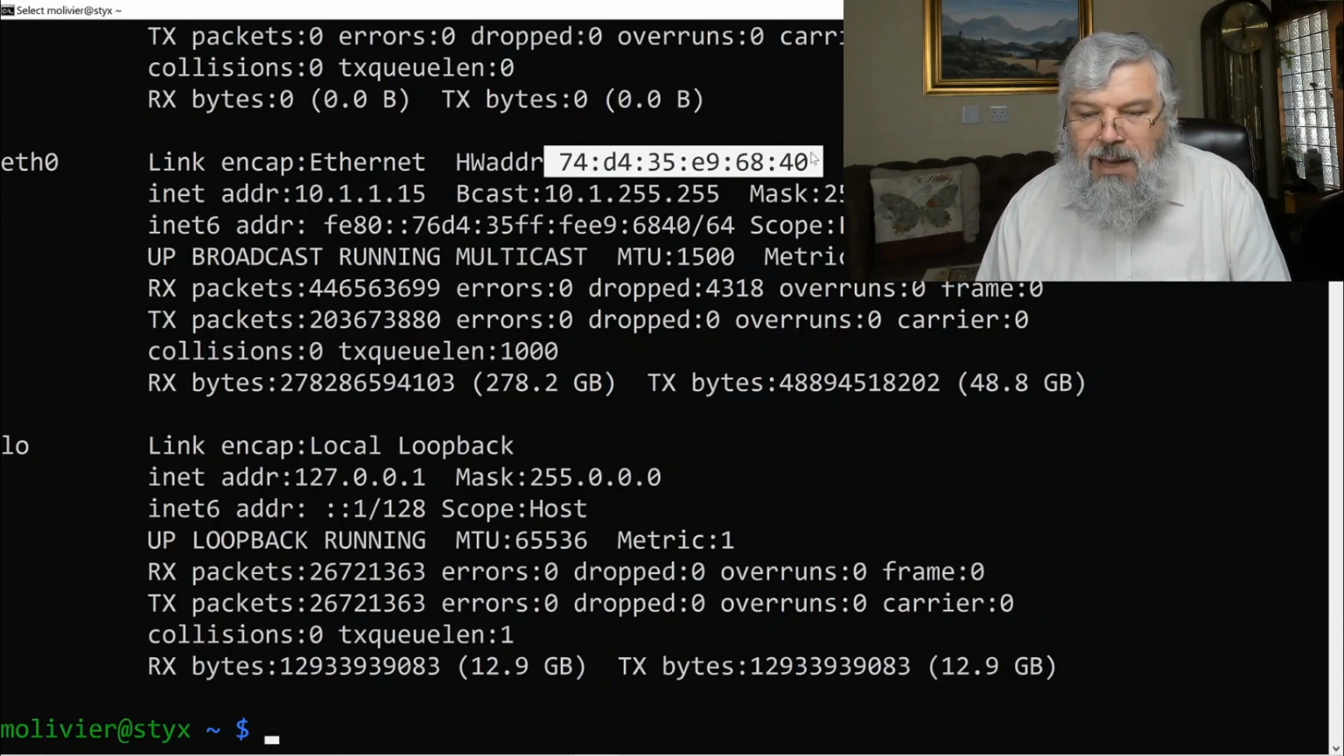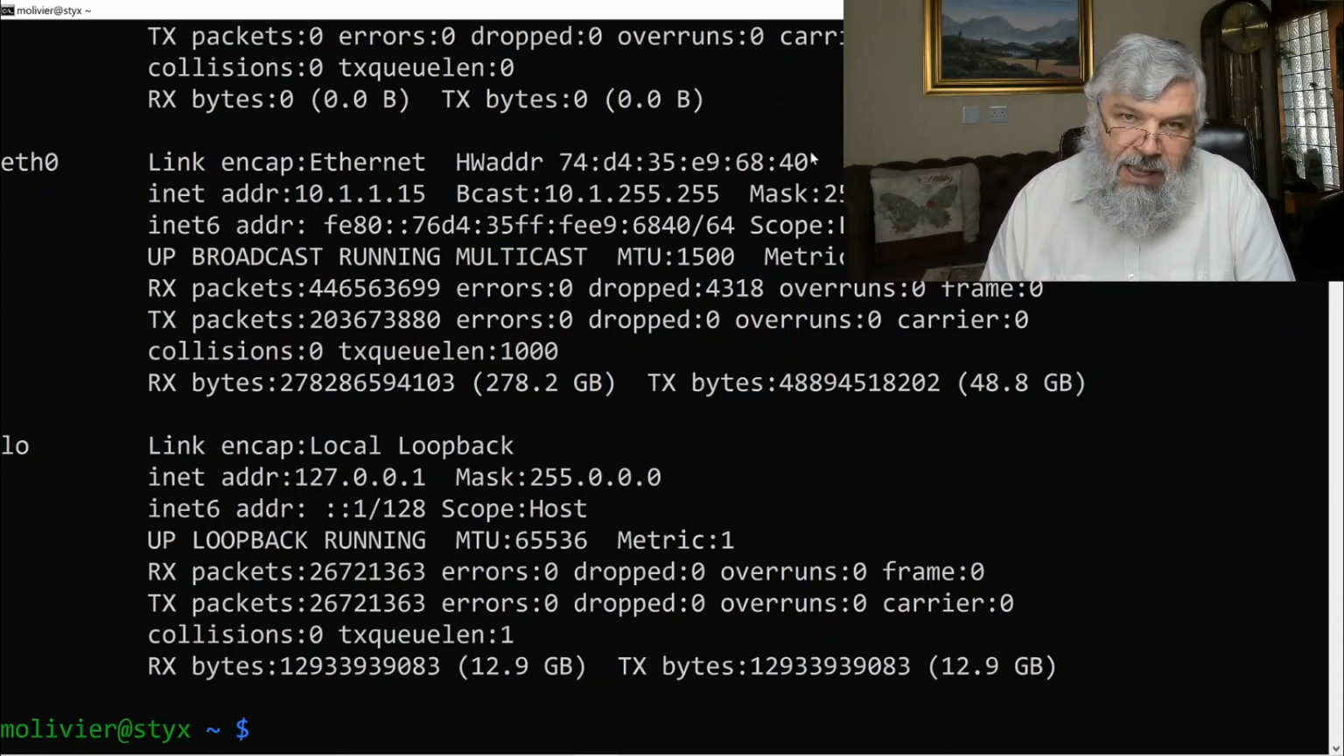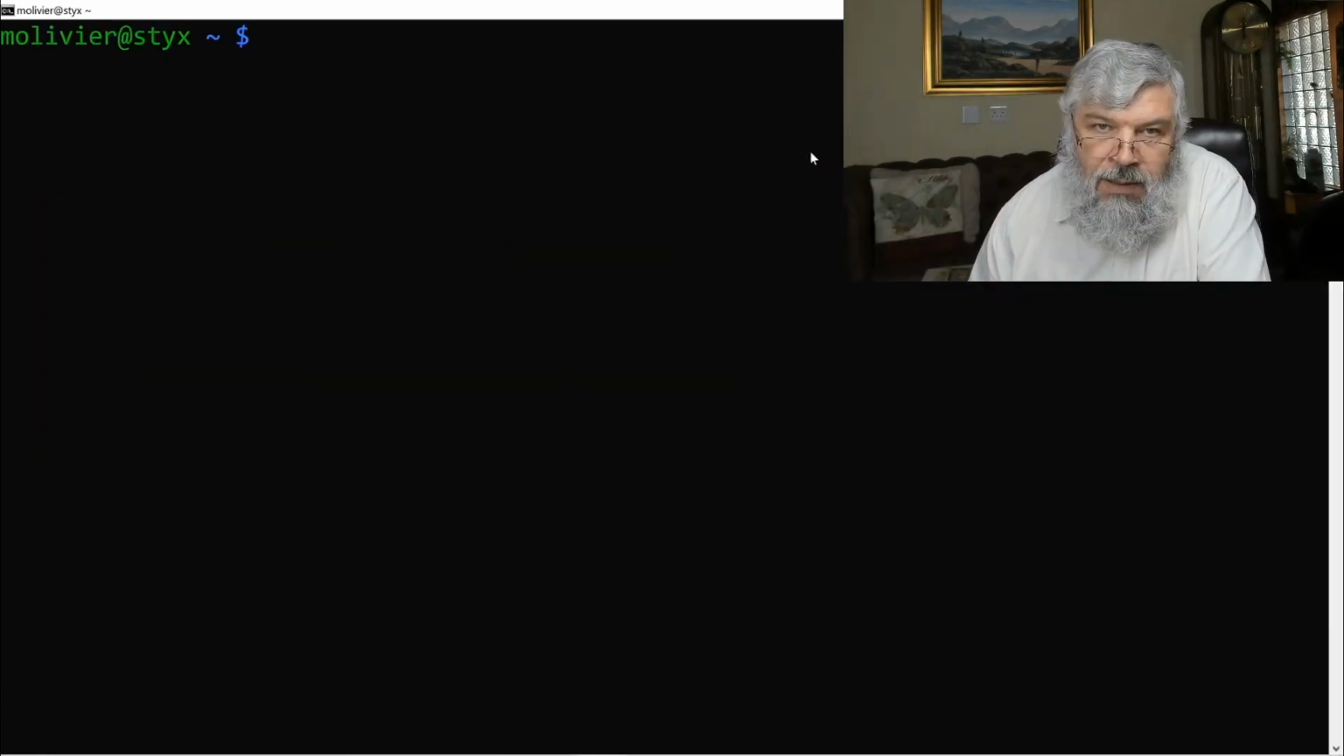Given that hardware address, we can begin to ask if we can determine who the vendor is. So I'm going to copy that hardware address, and we will use that in a moment or two. Let us use the ARP command just to illustrate how it is used.